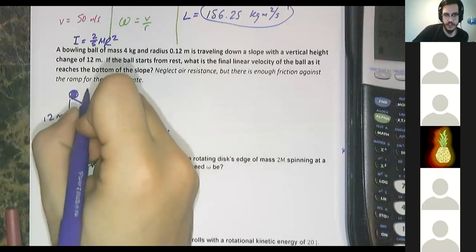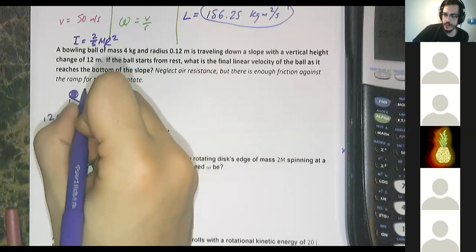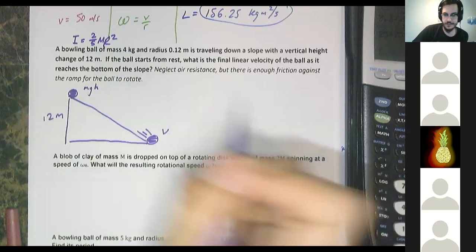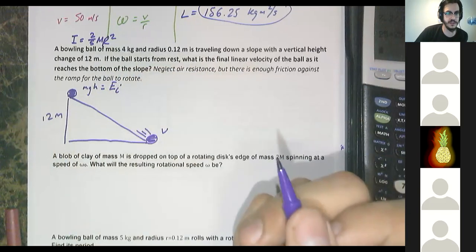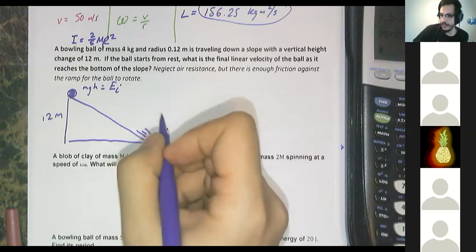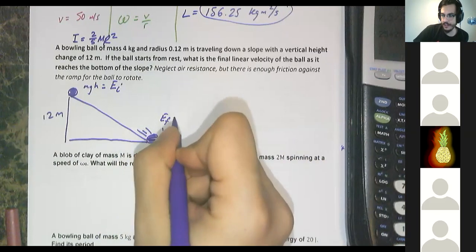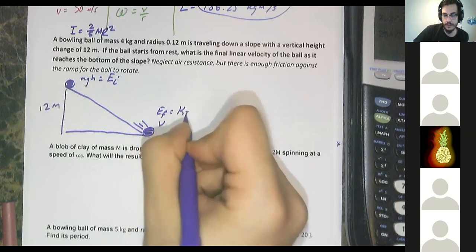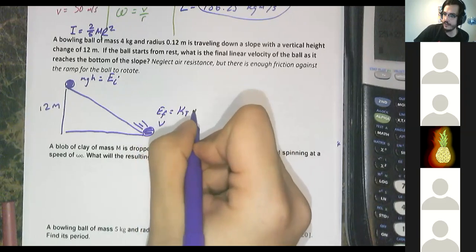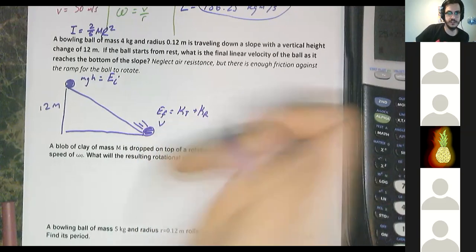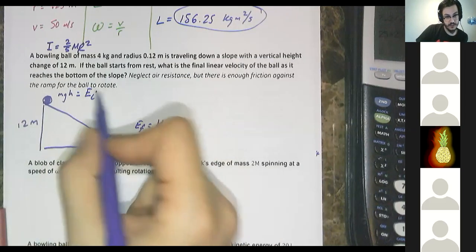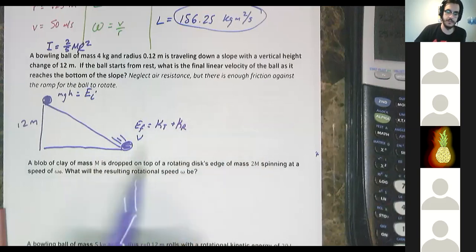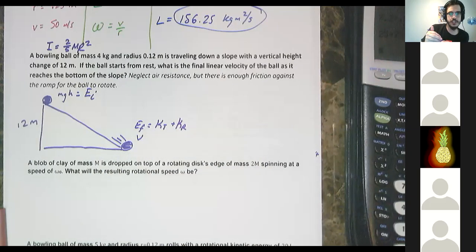Gravitational potential energy. Up here, it's got mgh. That is 100% of our initial energy. But then down here, our final energy takes two forms: translational kinetic and rotational kinetic. However, these two must be equal to each other because, like momentum, energy is conserved.